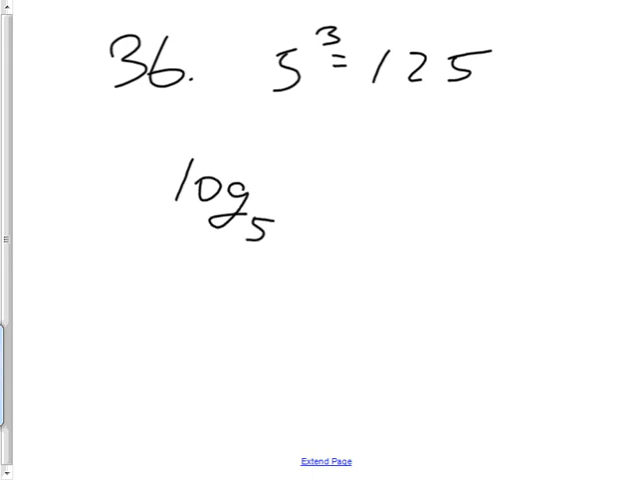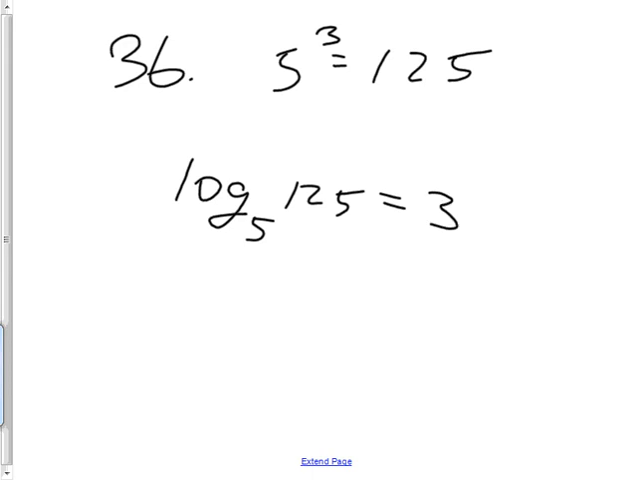So what do I mean by rewrite? Life has to have a log in it. It doesn't have a log right now. It says 5 to the third equals 125. With a log, you'd have to say log base what? 5 of what? 125 equals what?